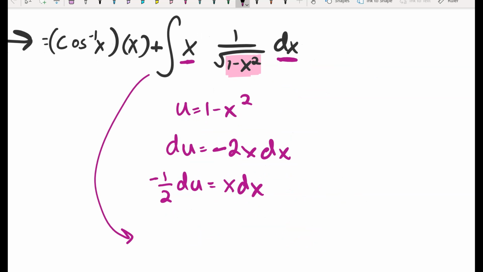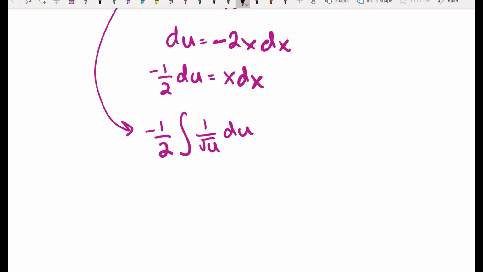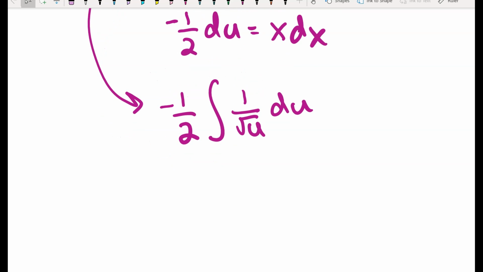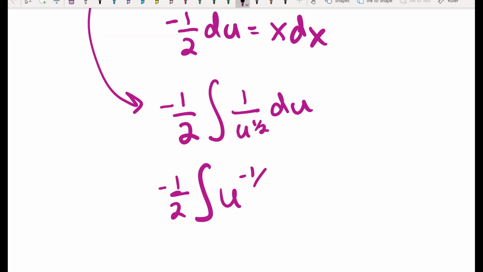So this integral now becomes, if I pull out the negative 1/2, the integral of, well, 1 over radical u, and then x dx I could just replace with du. If you're not sure how to deal with this yet, try rewriting it. I could rewrite radical u as u to the 1/2, but again, it's in the denominator, so it doesn't help me that much. If I bring it up to the numerator, remember, I just need to make the exponent negative. Now I know how to deal with this.